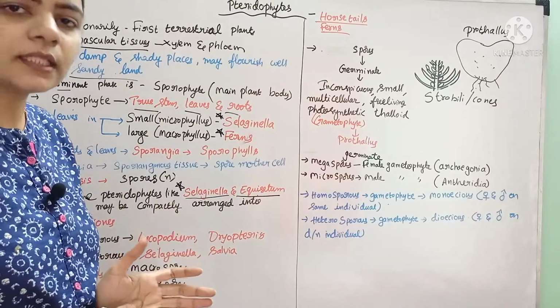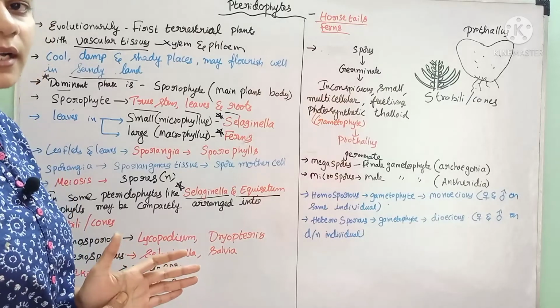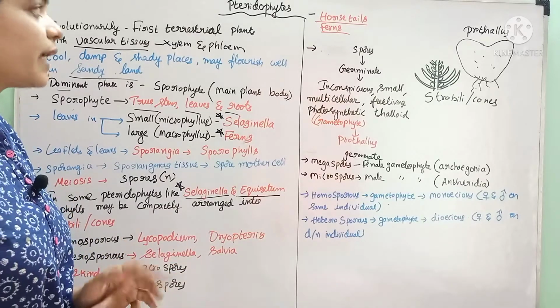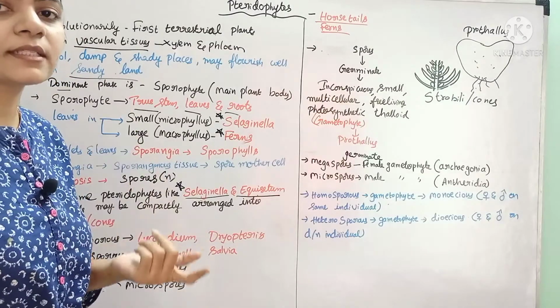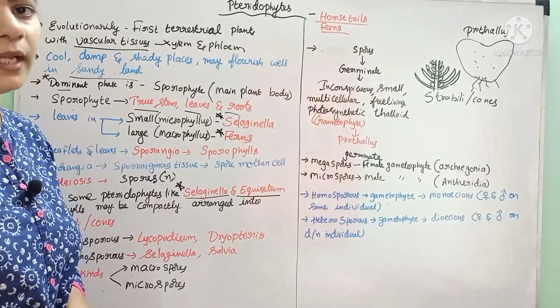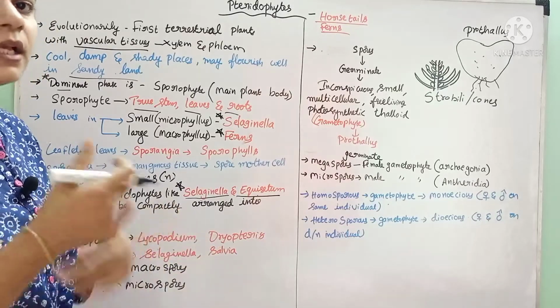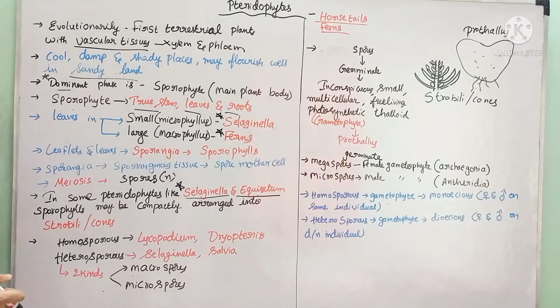Like bryophytes, in this also there are two phases. Alternation of generation is seen. What is the alternation of generation? The gametophytic stage is followed by the sporophytic stage, and the sporophytic stage is followed by the gametophytic stage. That means the two generations alternate with each other. That is called alternation of generation.